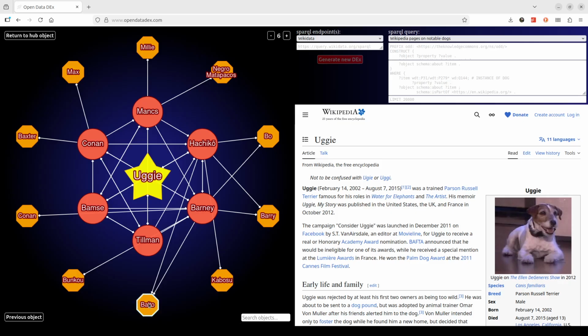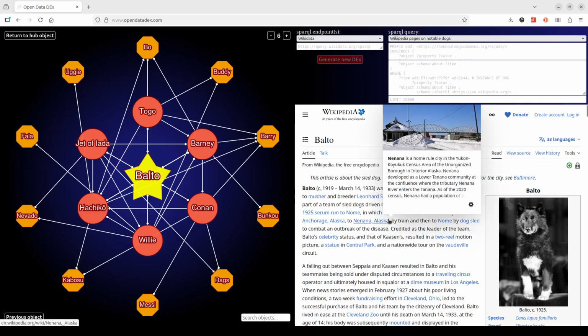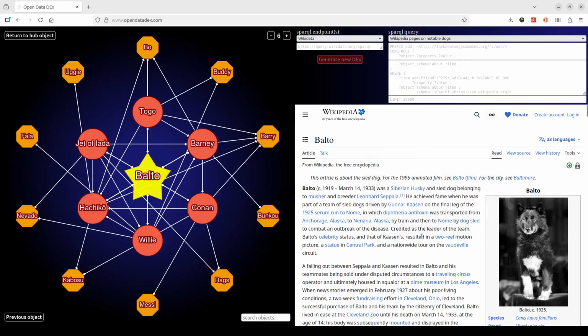I'm seeing Balto here. I know Balto's not an actor. Balto's another dog of my childhood because there was a very popular animated movie about him. Balto is a husky who delivered antitoxin to an outbreak of the disease, and he saved a lot of people's lives.